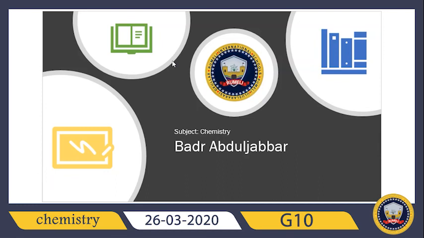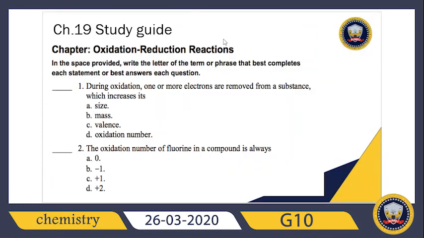So today we will continue our chemistry lessons. Now we will start lesson number 8. Okay. So now we have finished this chapter, chapter 19. So I will give you, as usual, as I do always, after each chapter, a study guide, and we solve it together in order for you to understand. Okay. So let's start together.